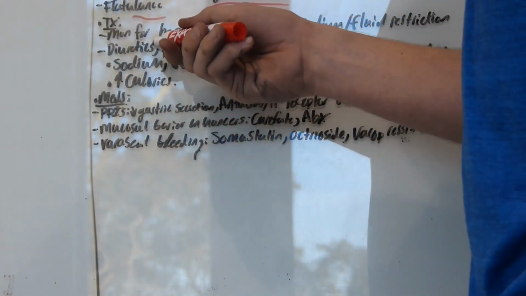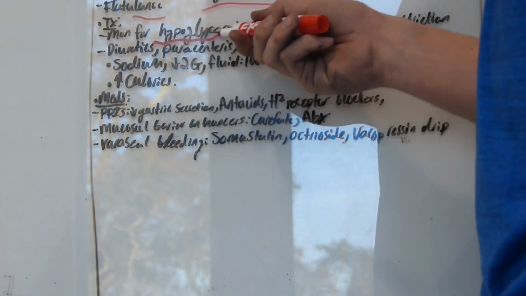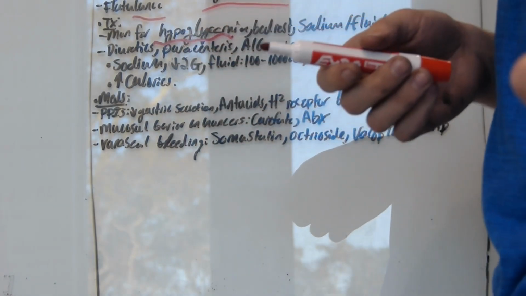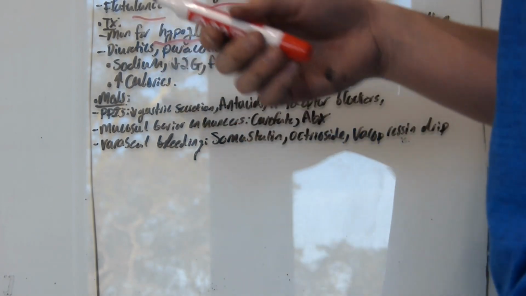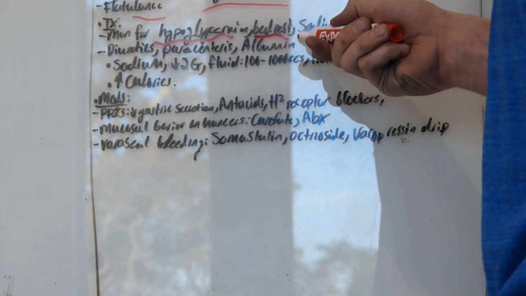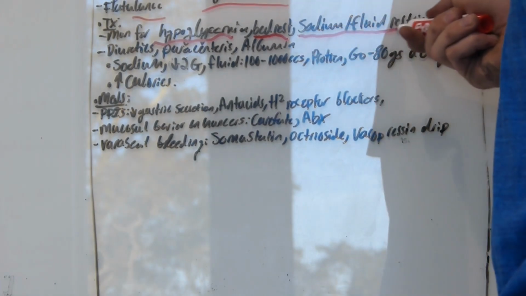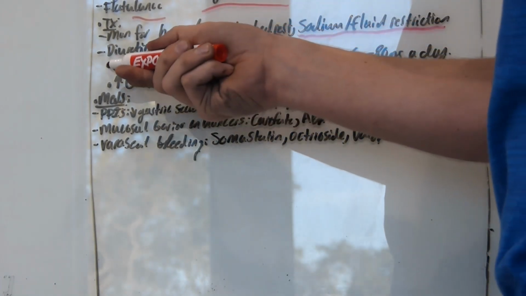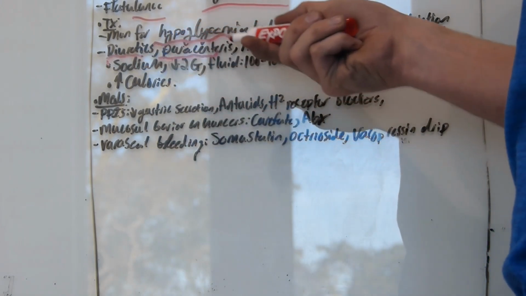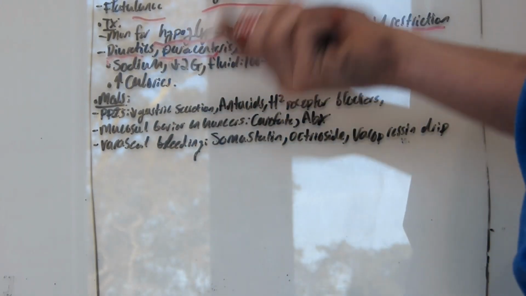We need to monitor for hypoglycemia with these patients. Now, if they have hypoglycemia, we give them what? Glucose or something with sugar in it. We need to put them on bed rest, and we need to do sodium and fluid restriction. Now, we're going to give them diuretics, and we're going to do a paracentesis, and we're going to give albumin. Those are the main treatments I mentioned.